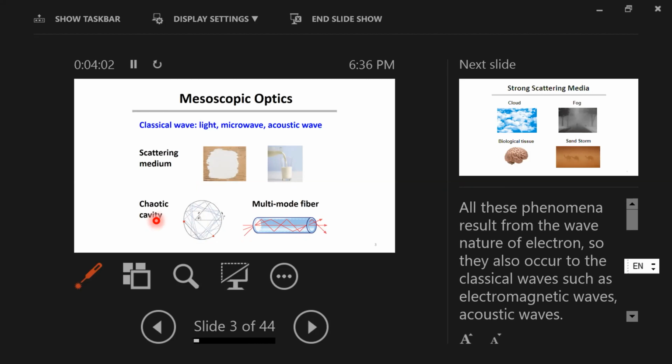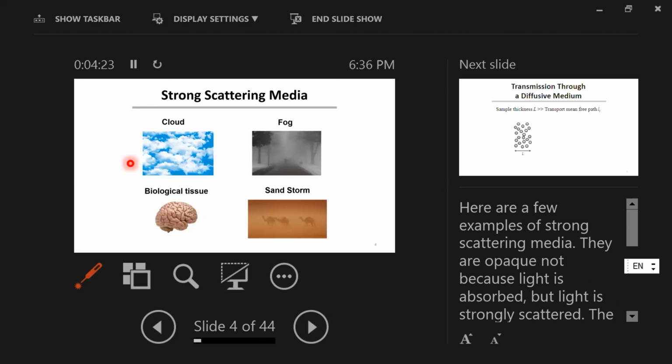One advantage of studying this with photons rather than with electrons is that we have a lot of advanced optical techniques which allow us to study them in a way which we cannot do with electrons. I will show you some examples later. But today's talk, I'm going to focus mostly on scattering media, of which there are many examples in our daily life, like a cloud, fog, sandstone, or biological tissue. They all look opaque because light is strongly scattered and then reflected back. So it's not because of absorption.